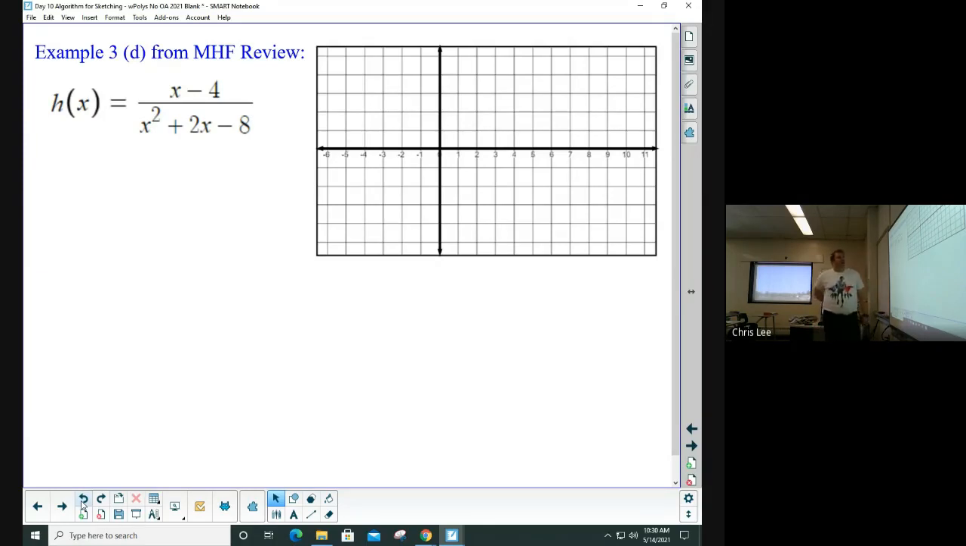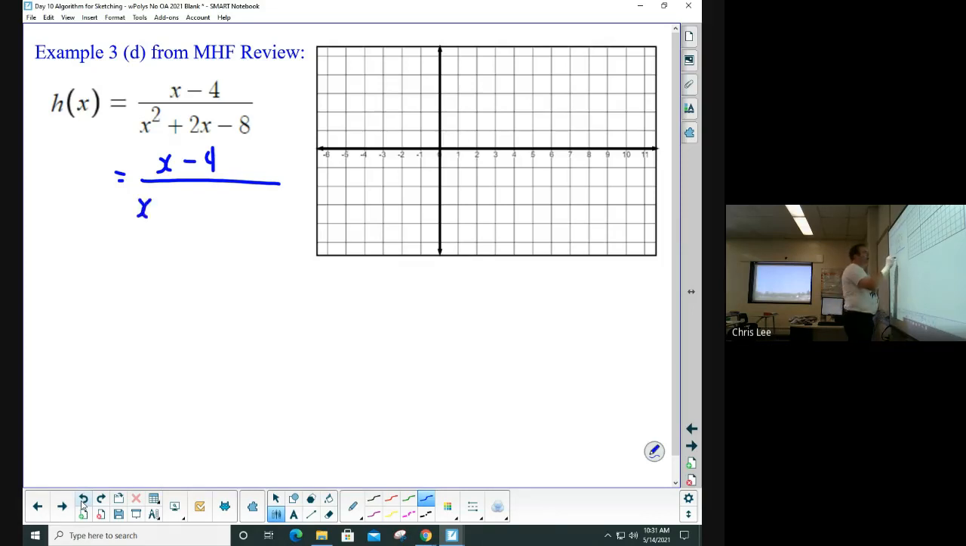So we start by, of course, looking at it and seeing it is not factored. So what you'll need to do is factor it. Two numbers that multiply to -8 and add to +2. Oh my goodness. So two numbers that multiply to -8 and add to +2 are x plus 4 and x minus 2.